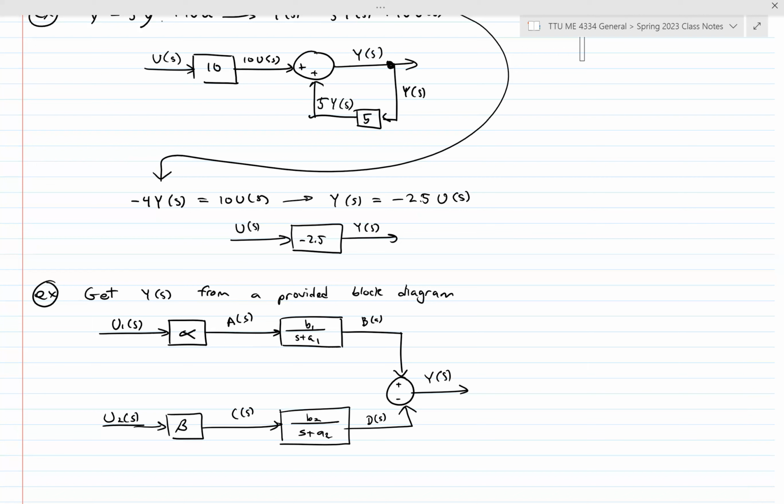Maybe useful for one of the homeworks coming up, right? And then solving for what A of S is, right? So what is A of S in this case? Right. So in this case, we probably don't need to label them. We could just say, we know this is alpha u1 of s. Then what's B of s going to be?